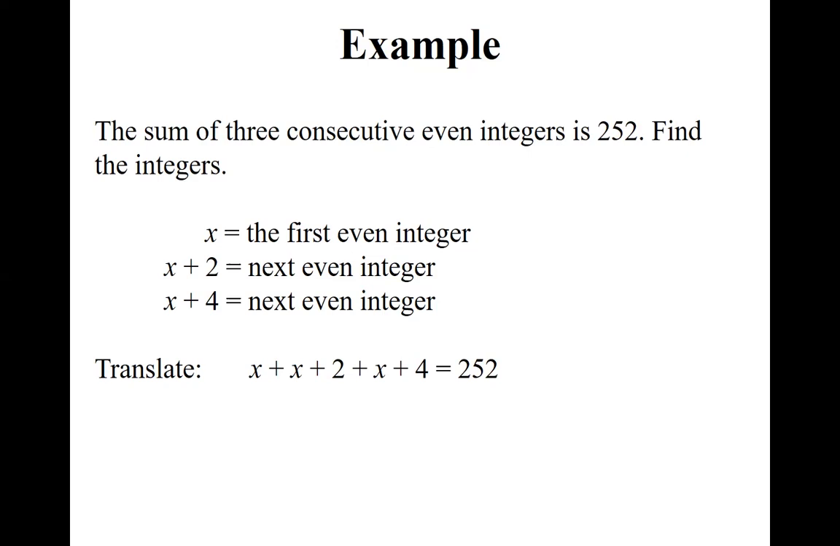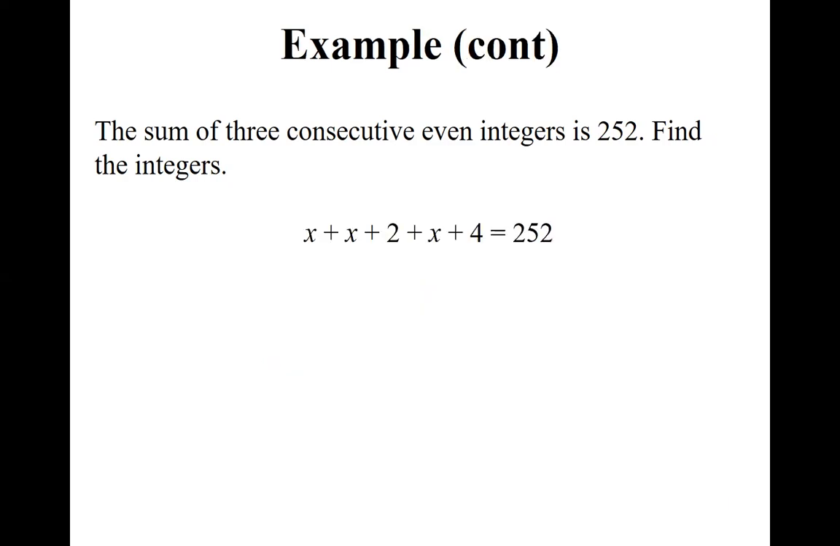If we translate the original sentence, we were told that the sum of the three consecutive even integers is 252. So we are adding these three things together. x plus x plus 2 plus x plus 4 equals 252. Let's start to simplify. We have x plus x plus x. We can combine those to 3x. And we have 2 plus 4. We can combine that to positive 6. So 3x plus 6 equals 252.